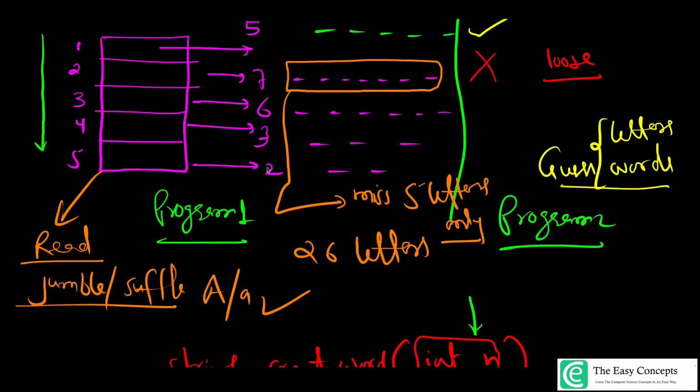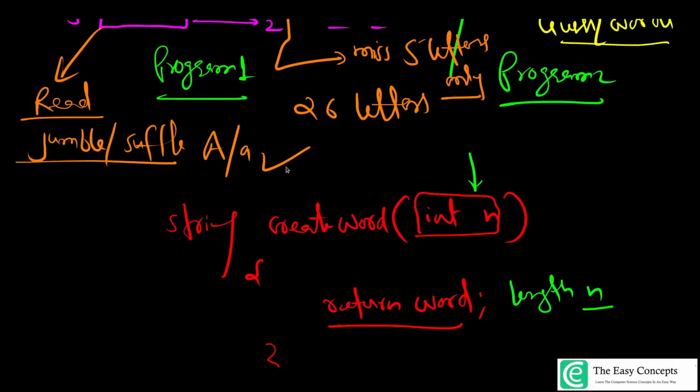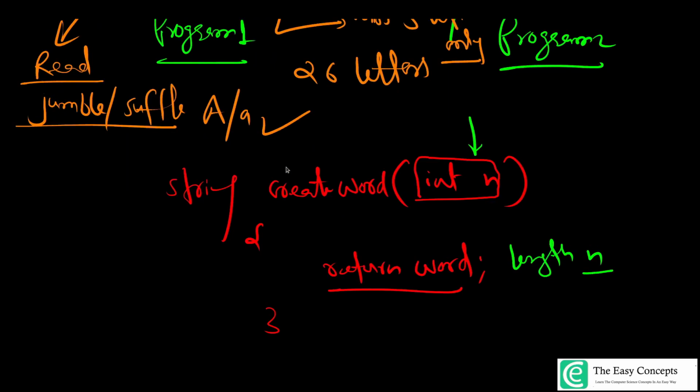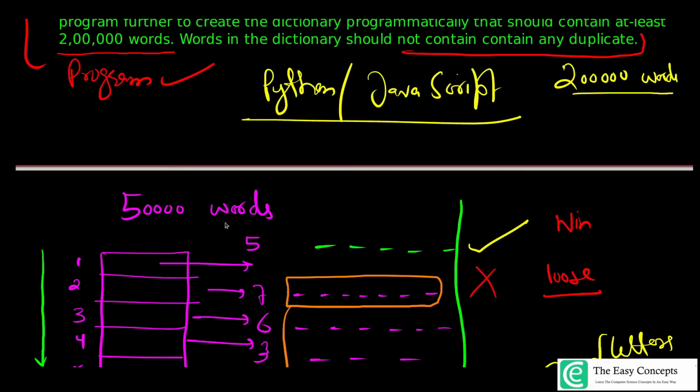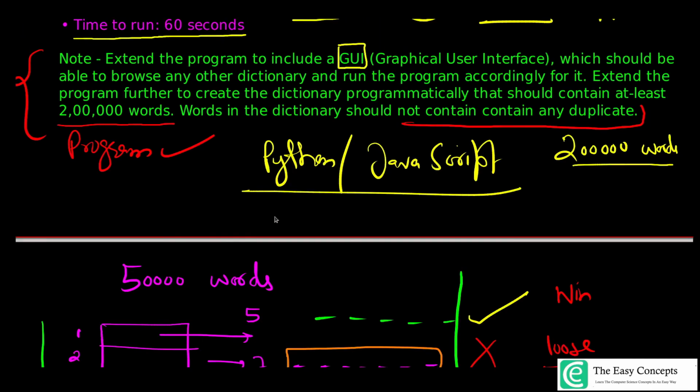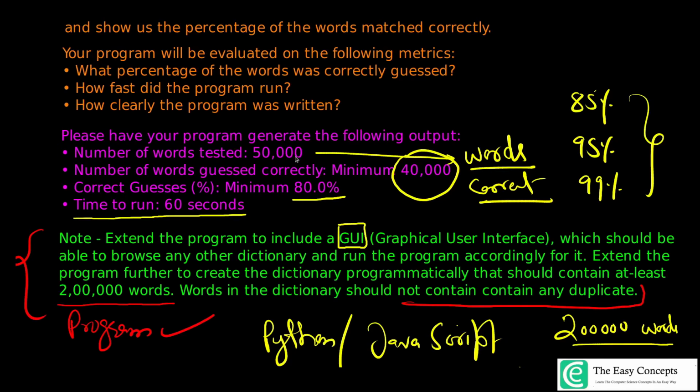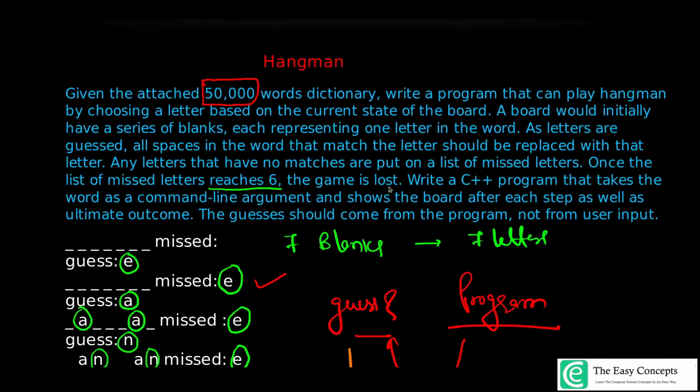So I hope I have explained clearly what the problem statement is. Now it is your task to create a program on this and run it on the file with 50,000 words, and then after that on 2 lakh words. Show your program metrics, and it should be something like this, right? You should show your correct guesses, the time taken to run this program, and so on. And if you find any problem or difficulty, you can always write your queries or questions in the comments of this video, and I will try to respond to each and everyone, or maybe you can reply to each other if you know the answers.